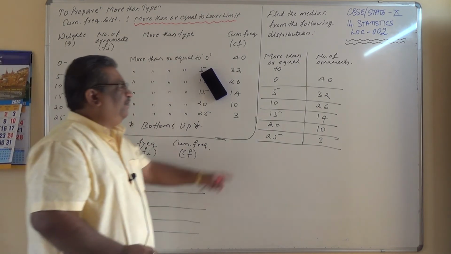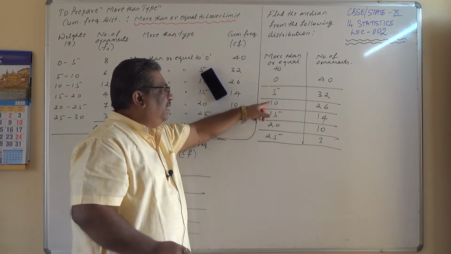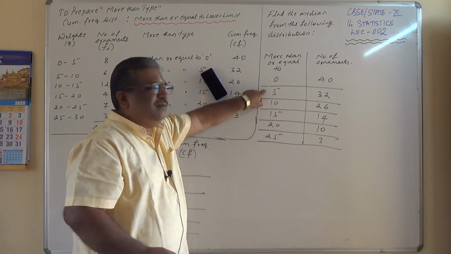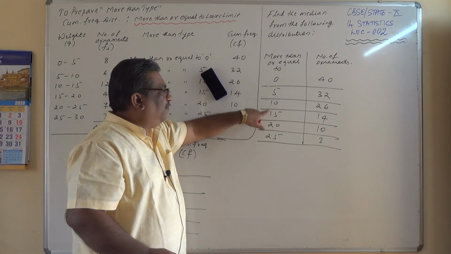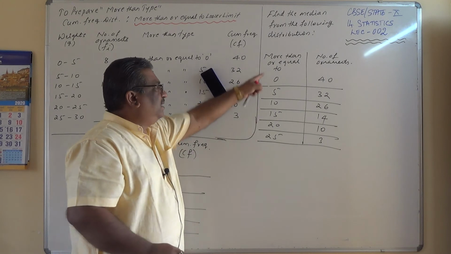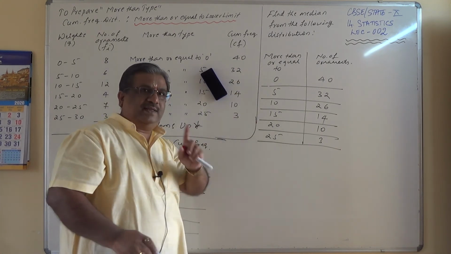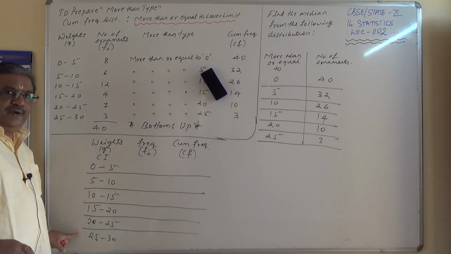Once again, I'll explain. The class size is the difference of these. Any two consecutive numbers, for example, 10 minus 5, 5, 15 minus 10, 5, 20 minus 15, 5. These are lower limits. Add a 5 to all these lower limits and get the upper limits. That is what it is done over here.